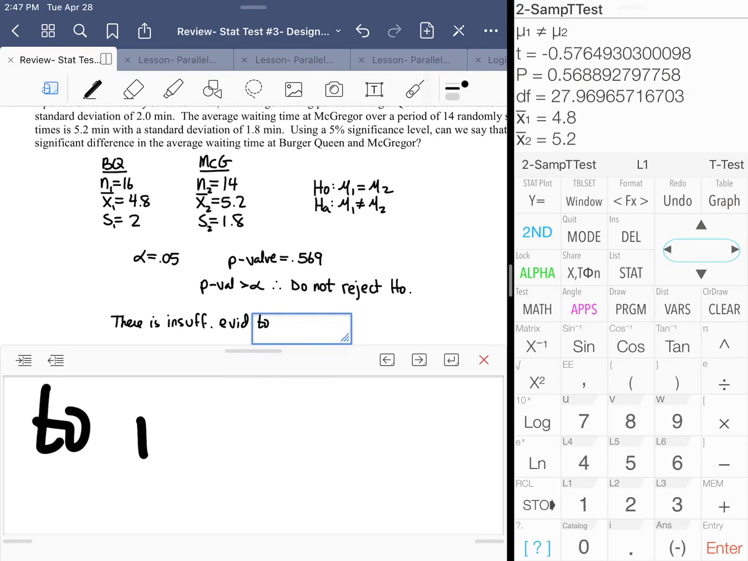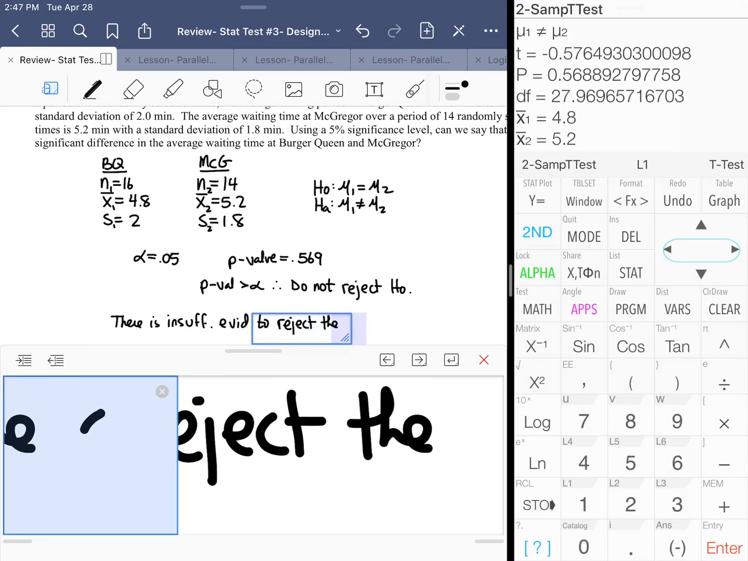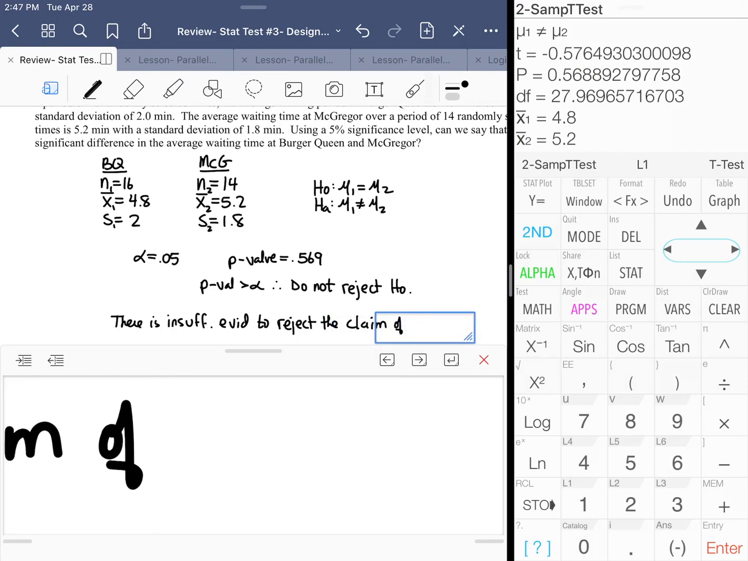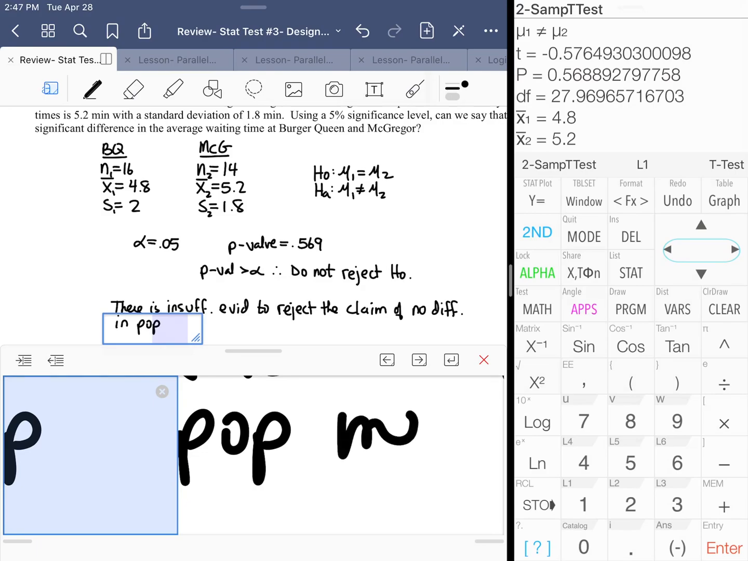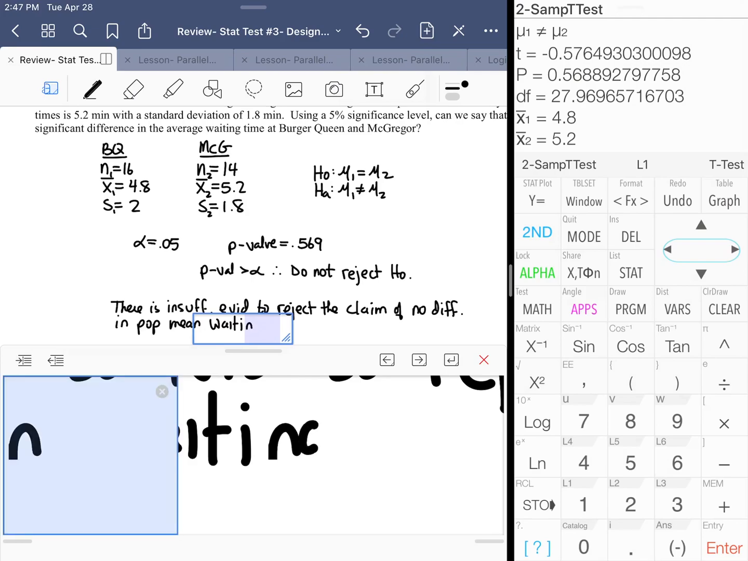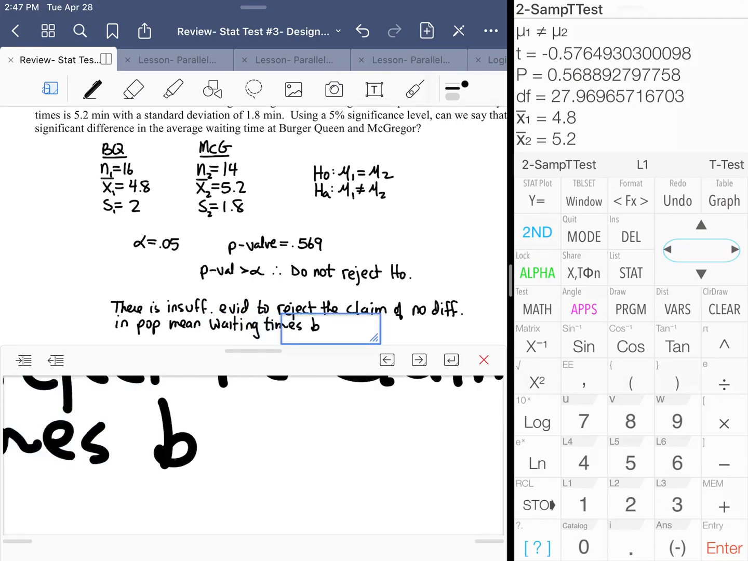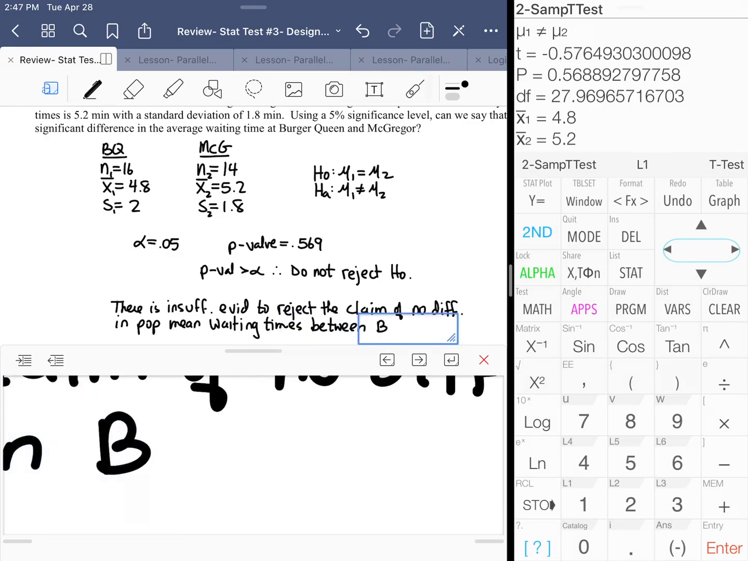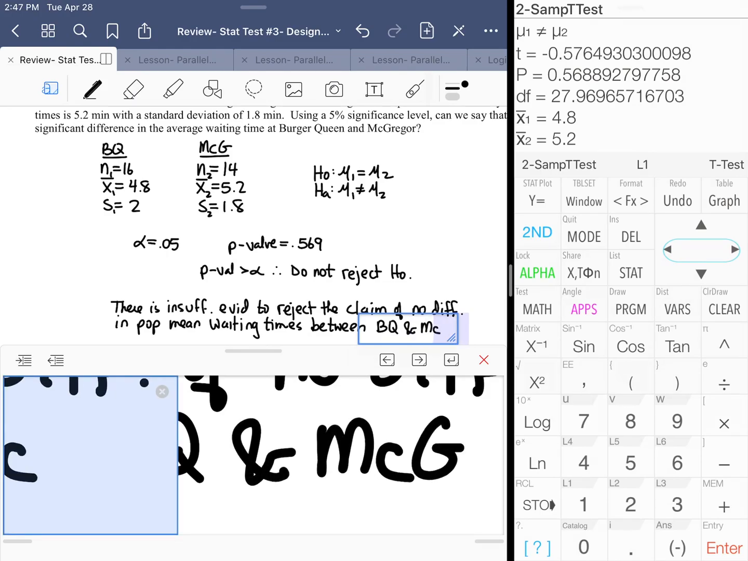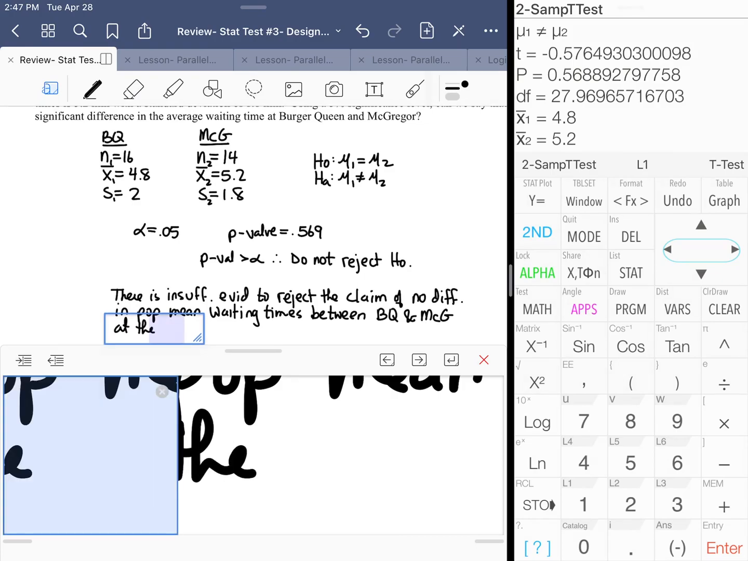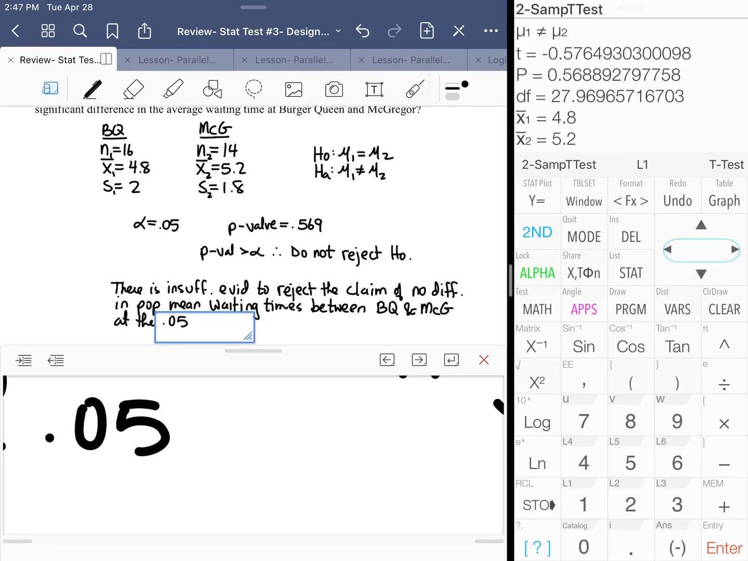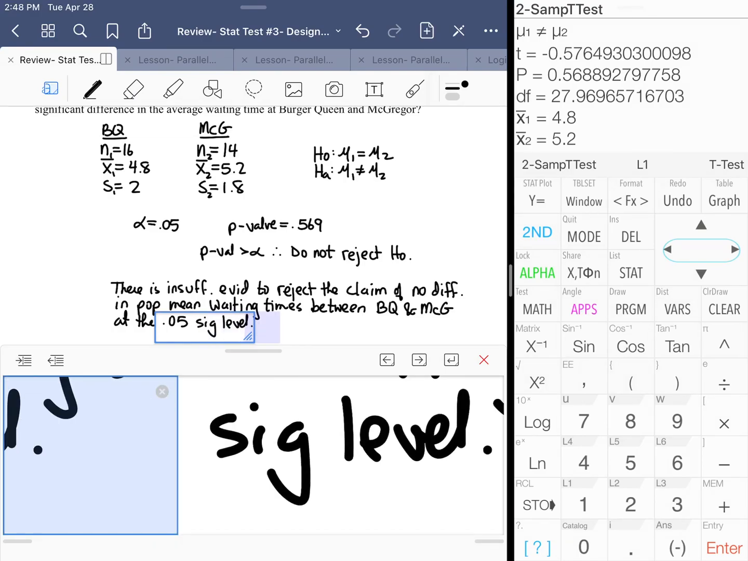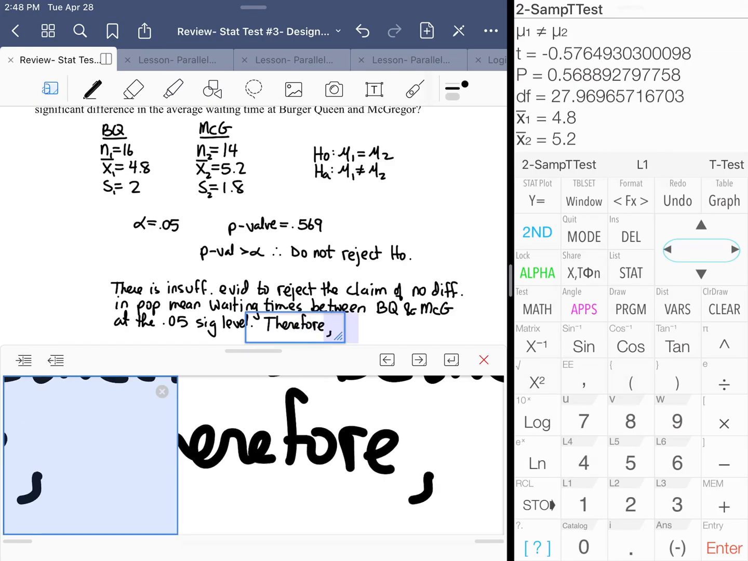All right, so there is insufficient evidence to reject the claim of no difference in population mean waiting times between Burger Queen and good old Mickey G's, whose slogan I think is "I'm lovin' it," something like that, at the 0.05 significance level.